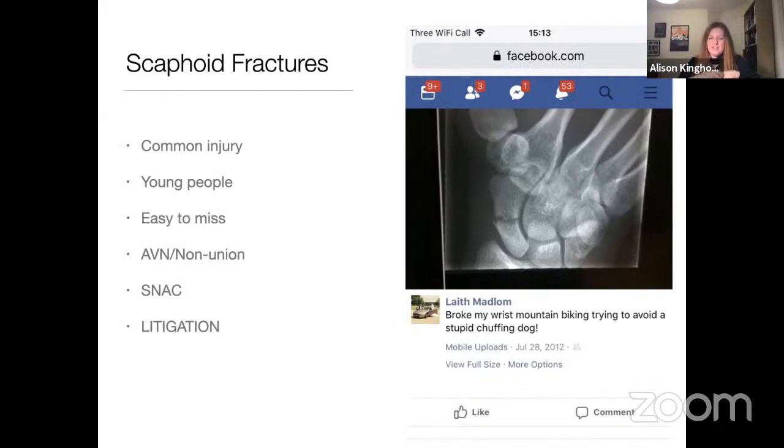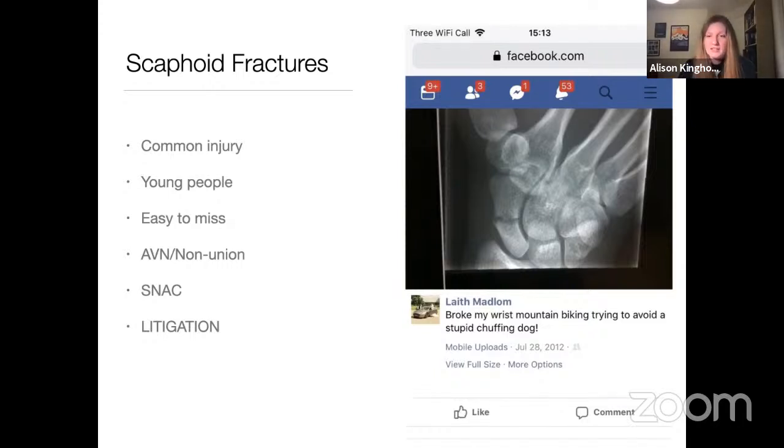The combination of all of these factors means that the scaphoid is an absolutely prime area for litigation, because you've got young, active, working people who've had an injury that you might be able to point out on the x-ray, that has then not been treated and has caused them to have a really disabled, arthritic, basically ruined wrist. So it is absolutely prime for litigation, and this is one of the reasons why everyone is always absolutely obsessive about not missing scaphoid fractures.